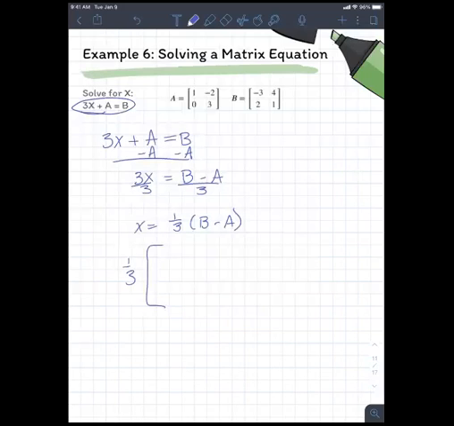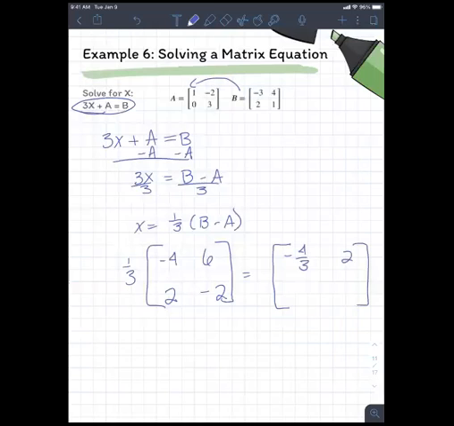So B minus A. -3 minus 1 is -4. 4 minus -2 is 6. Confused myself there. 2 minus 0 is 2, and 1 minus 3 is -2. Then we're going to divide them all by 3 or multiply them all by 1/3. So our answer would be -4/3 for the top one. 6 divided by 3 is 2. 2 divided by 3, I'm just going to write as 2/3. And then -2 divided by 3, I'm just going to write as -2/3. So our answer for x would be this matrix here.